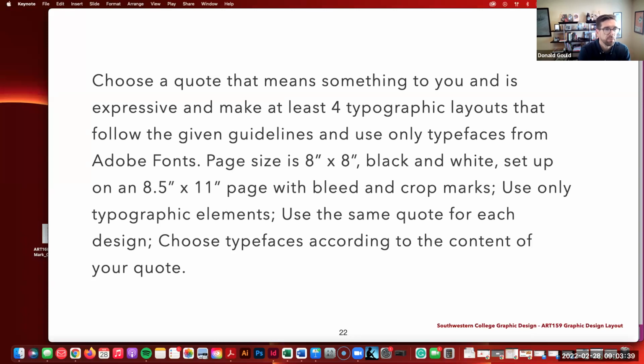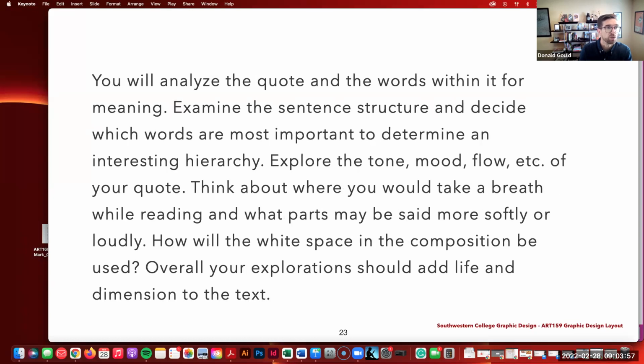And you're going to set that up with bleed and crop marks, and using these typographic elements, you're going to use the same quote that you choose. It's going to be up to you what you want to pick for each one of these 4 different layouts. And you're going to be choosing typefaces according to the content of your quote, which best describes what it is that you're trying to express through the meaning of that specific quote itself.